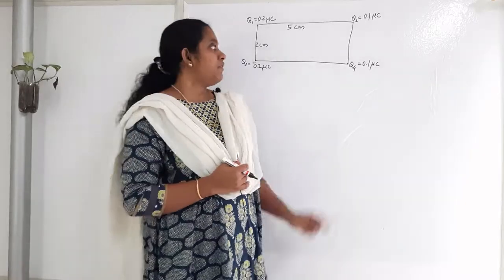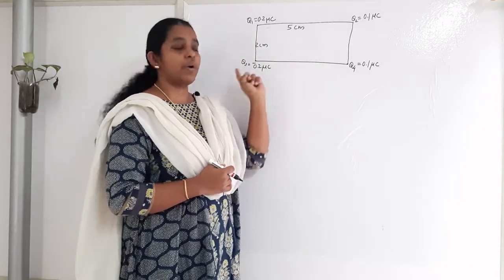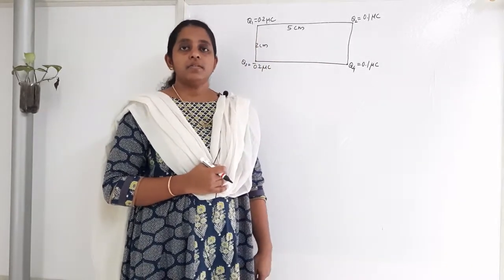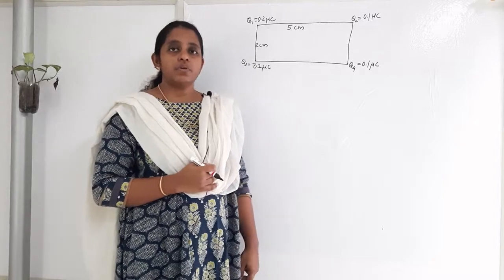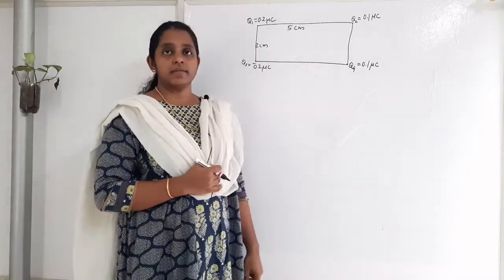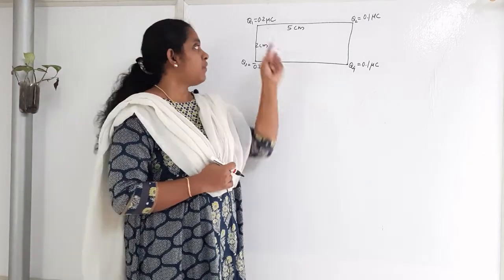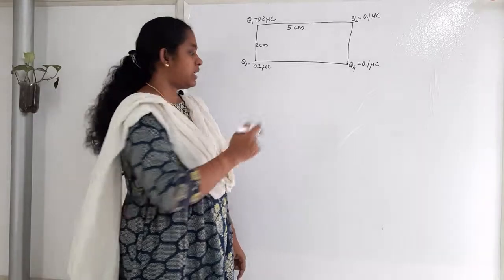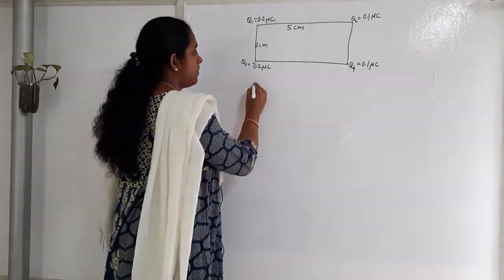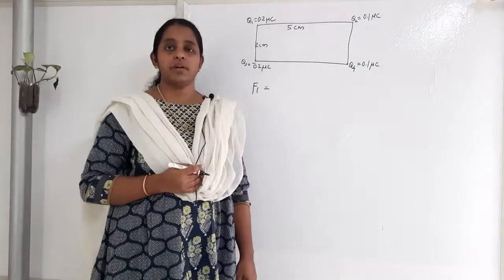We have four charges situated in the four corners of a rectangle. We have to find the force on charge Q1 due to these other three charges. So we know how we can find the force on this Q1. That can be represented as F1, the force on Q1.